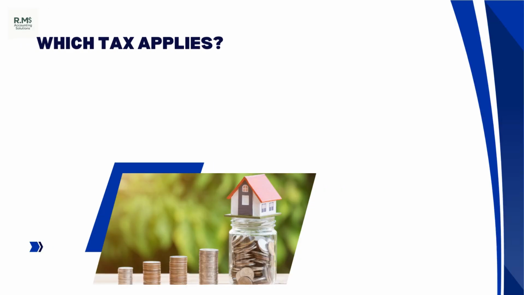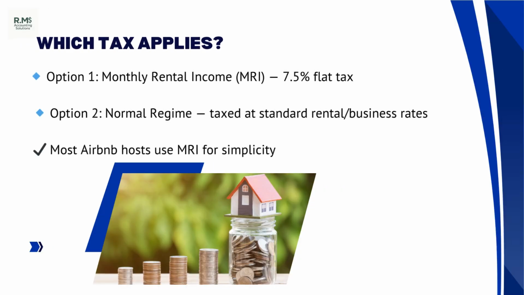Which tax applies? There are two options. One, monthly rental income tax or the MRI, which is a flat rate of 7.5%. Then two, the normal regime or the normal yearly taxable income, where you are taxed based on rental or business rates. Most Airbnb hosts prefer the MRI for simplicity.